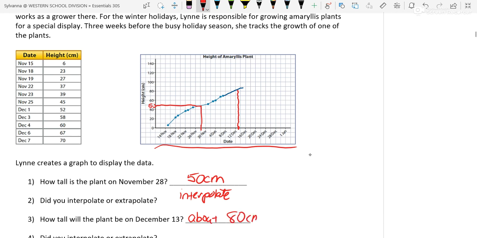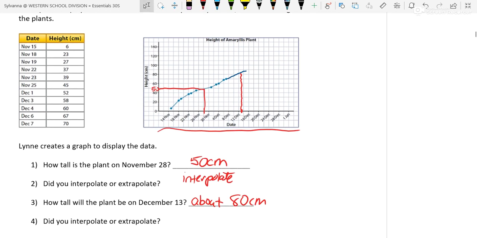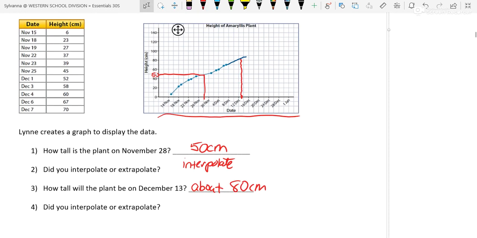As long as you are fairly close to the value that it should be, that's okay for a quiz or a test or an assignment. Especially when you say about. Like I would accept 85. I would even accept 75 as long as you say about. And here, because we had to extend our graph, this is extrapolate.